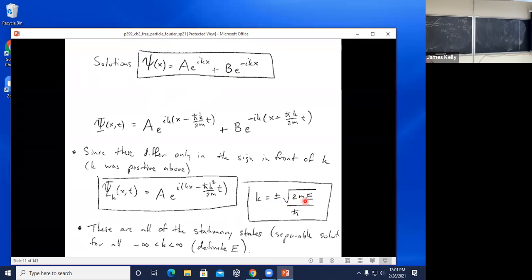In other words, as E gets bigger, k gets bigger and could be positive or negative. So we would say the allowed values of k, if we're writing it this second way, would be from minus infinity to infinity. Each one of those corresponds to a definite E. And whatever k I choose, the negative of that k gives the same energy. So both a positive k and a negative k correspond to the same energy.